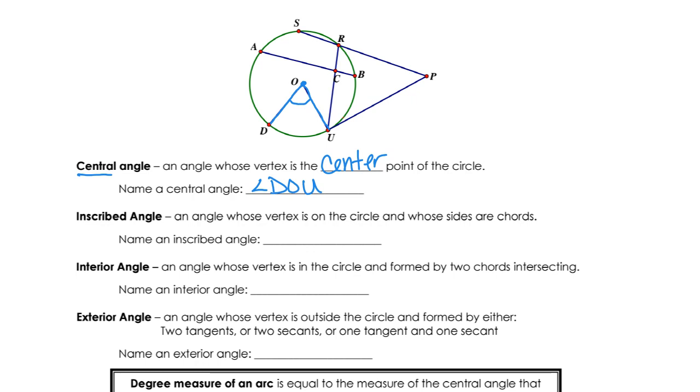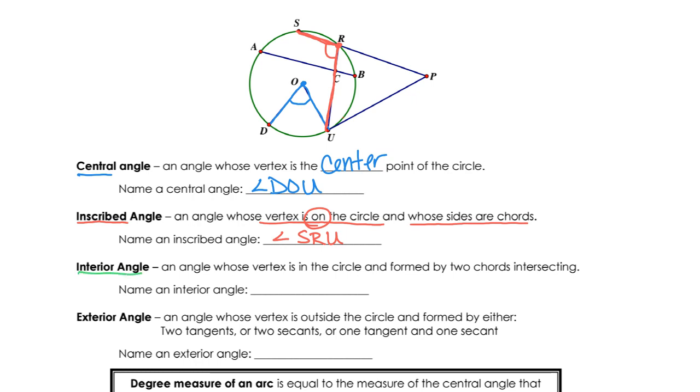We're also going to talk about inscribed angles, and they're an angle whose vertex is on the circle, and whose sides are chords. So for instance, if I go with, let's say, this point R, and I follow the sides of that angle out, that angle right here has its vertex on the circle, and the sides of it are chords. SR is a chord, and RU is a chord. So we can go with angle SRU. Remember that the vertex of the angle has to be the middle letter.